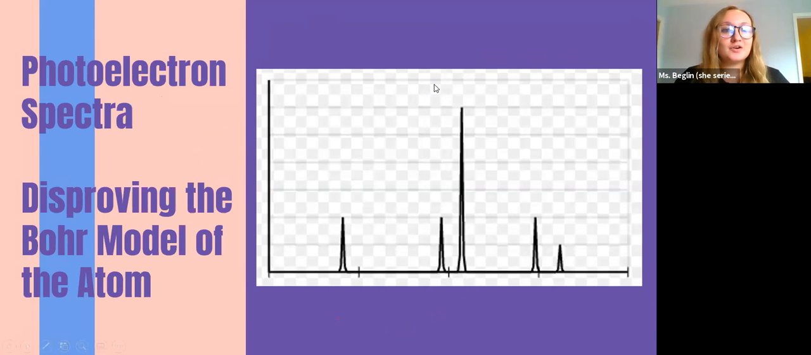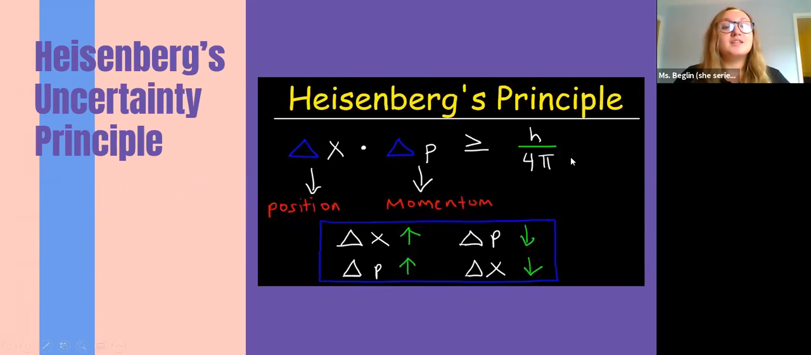As we've already learned, photoelectron spectroscopy was a major contribution to disproving the Bohr model of the atom because it revealed that not all electrons in the same energy level have the same binding energy. And so it was like, wait, what's going on here? And we had to refine the Bohr model of the atom. This ultimately led us to atomic orbital theory.